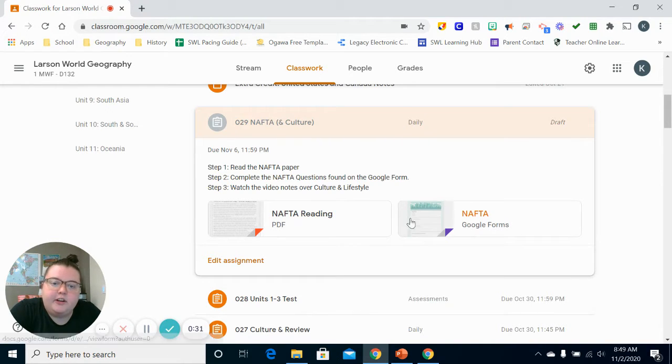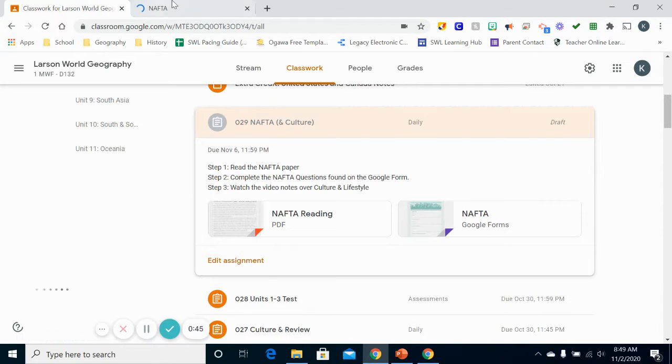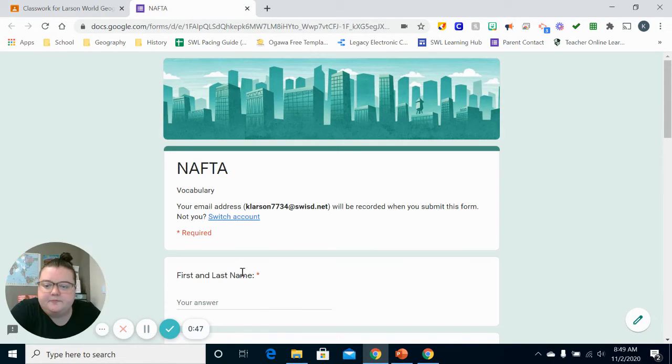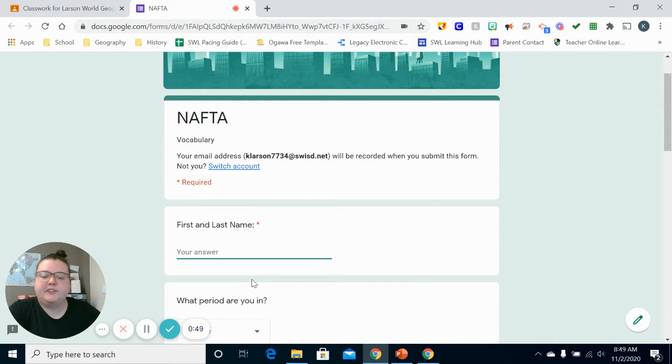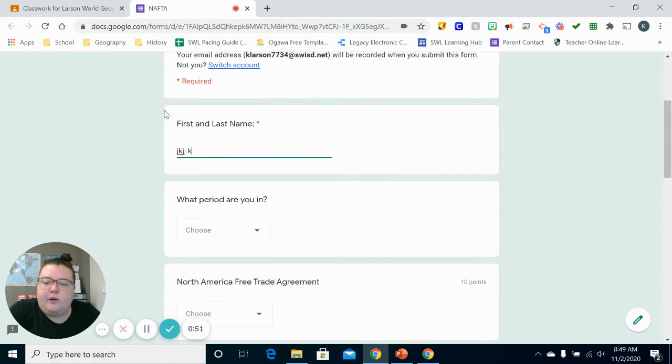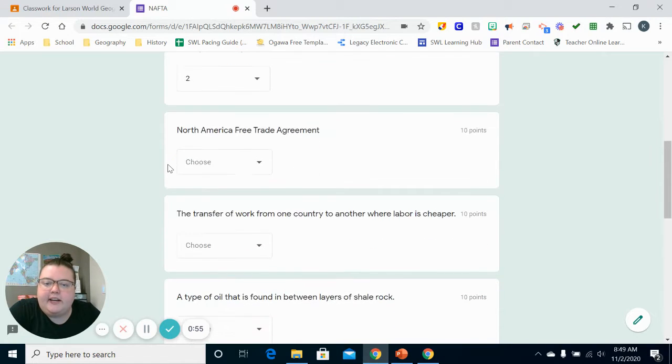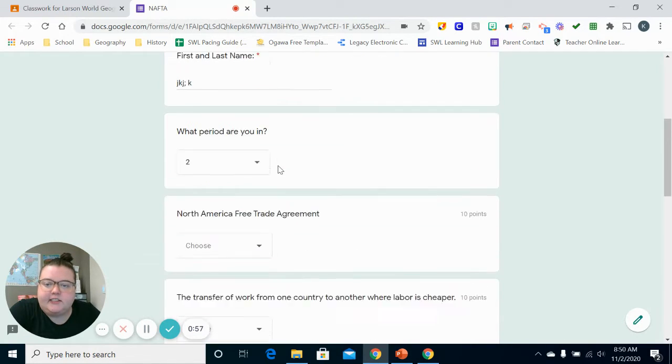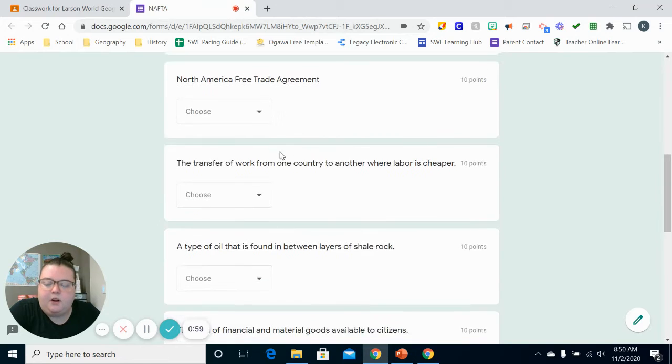But what we're going to do is take a look at the NAFTA questions, and then I'm going to go into the reading, okay? So for the questions, there are 2 sections, okay? I don't know why we're taking so long to load today, but we are. So obviously the first thing you need to do is tell me your name and what period you're in, just so I can make sure I give you credit. And then the first section is going to be all this vocab from the reading.